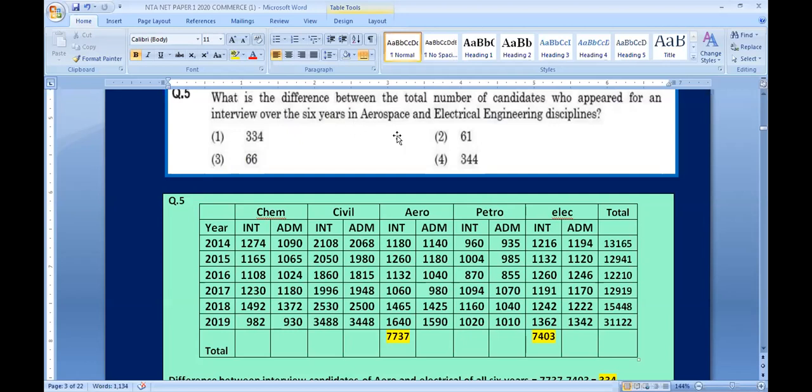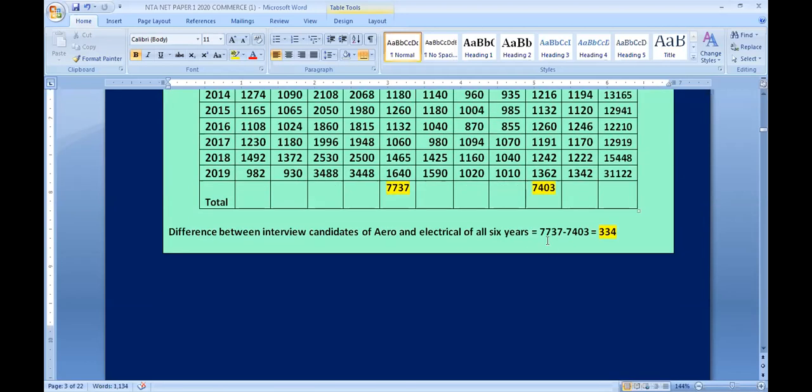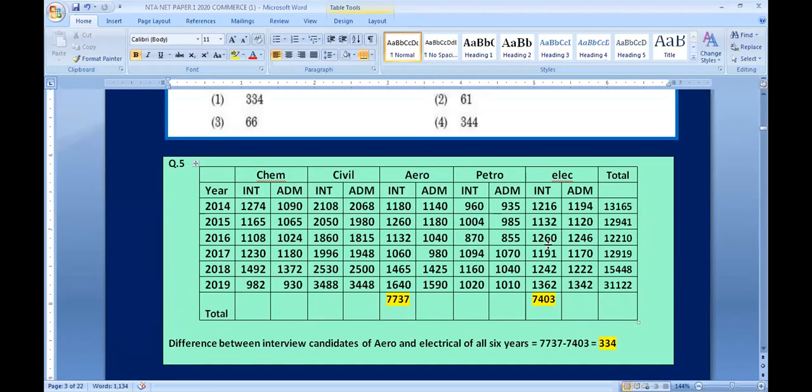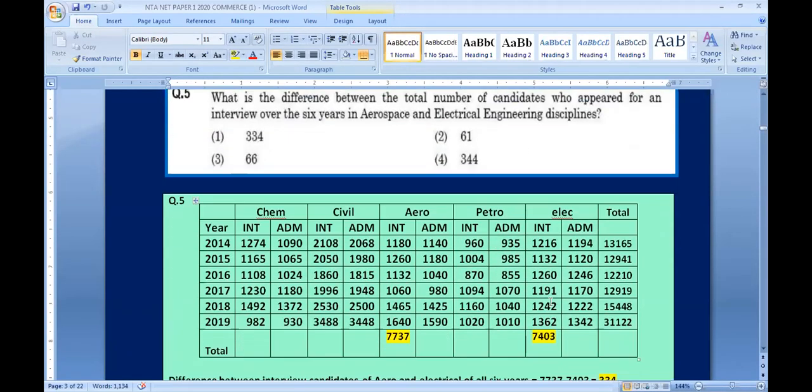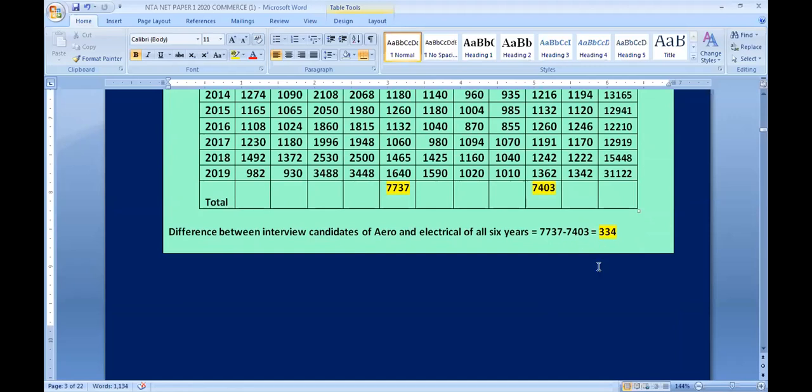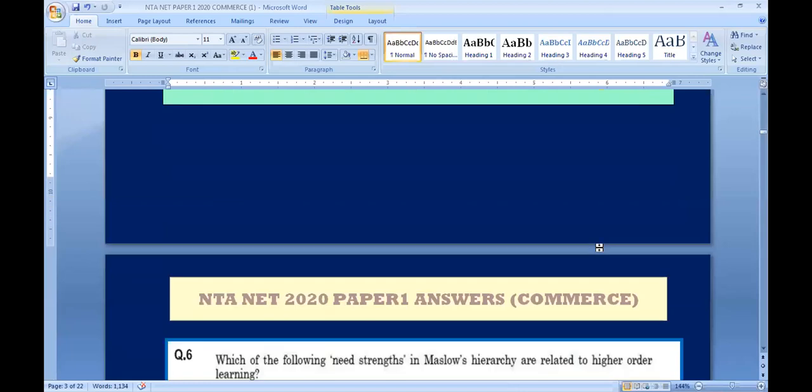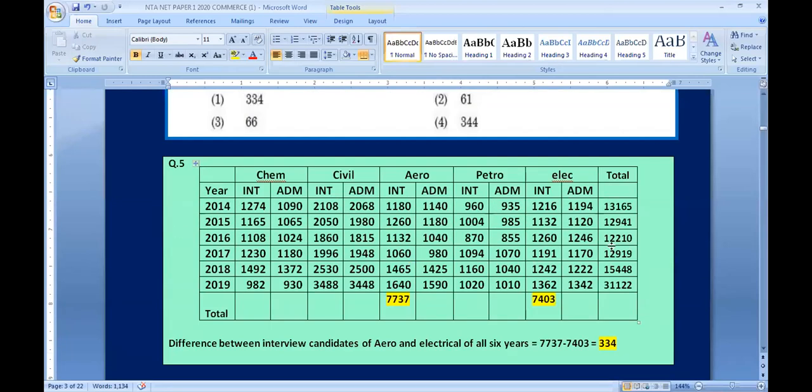Whatever given first should be placed first. So I have taken 7,737 first, minus whatever given second, electrical engineering 7,403 equal to 334. Clear? See, this is the level of data interpretation they ask in net examination. It is up to the knowledge of a 10th standard candidate. Am I clear?